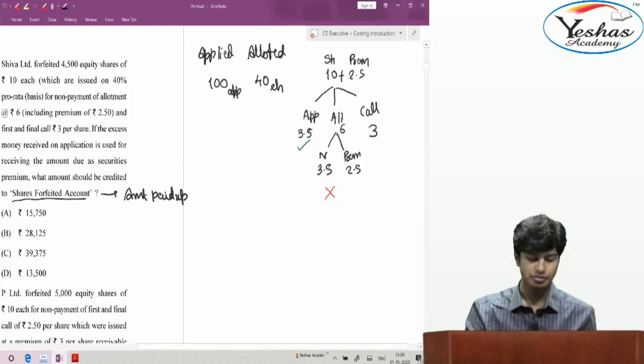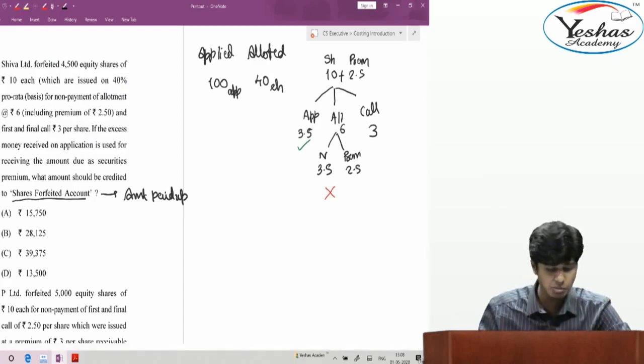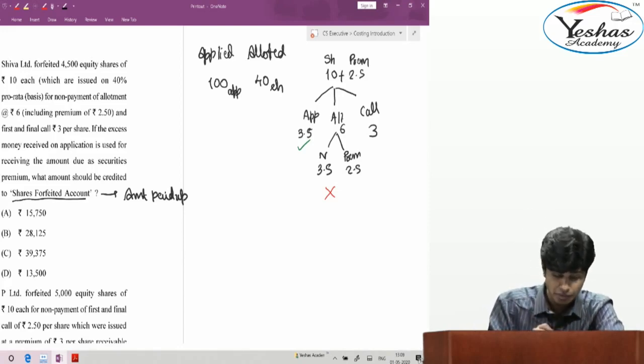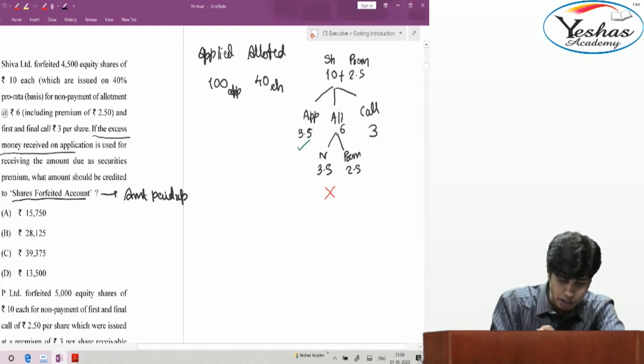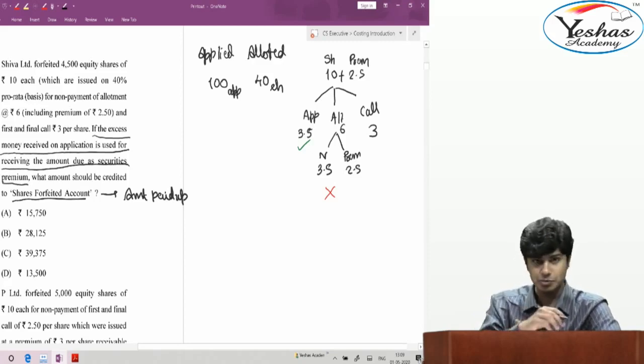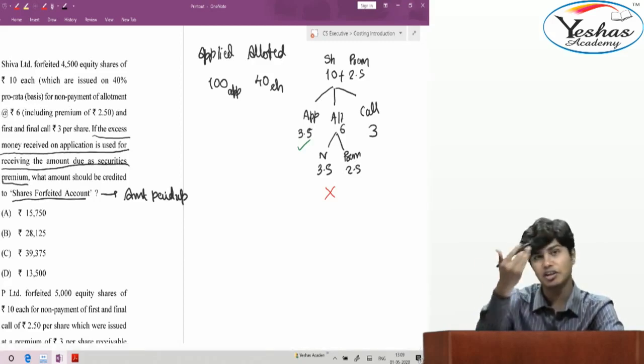You stopped it there. So what is happening? If the excess money received on application is used for receiving the amount due on security premium. Very important statement. If this statement was not given in the question, our treatment of the answer would have been different. Okay, I'll explain this statement to you by referring to the first part again.